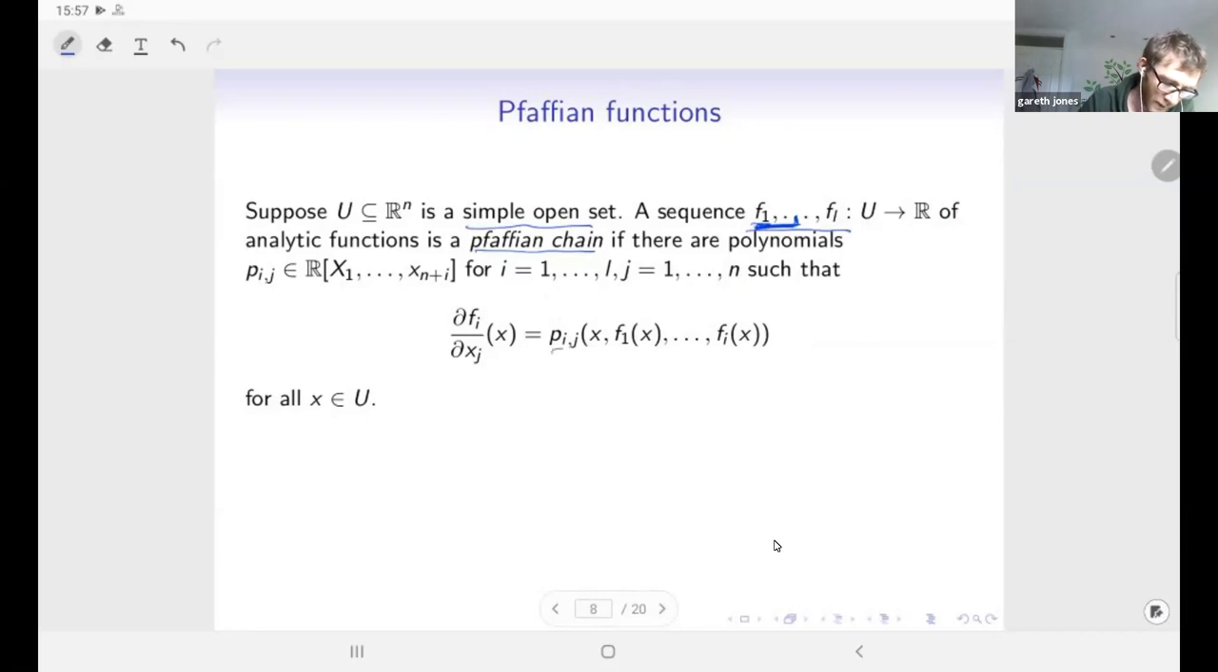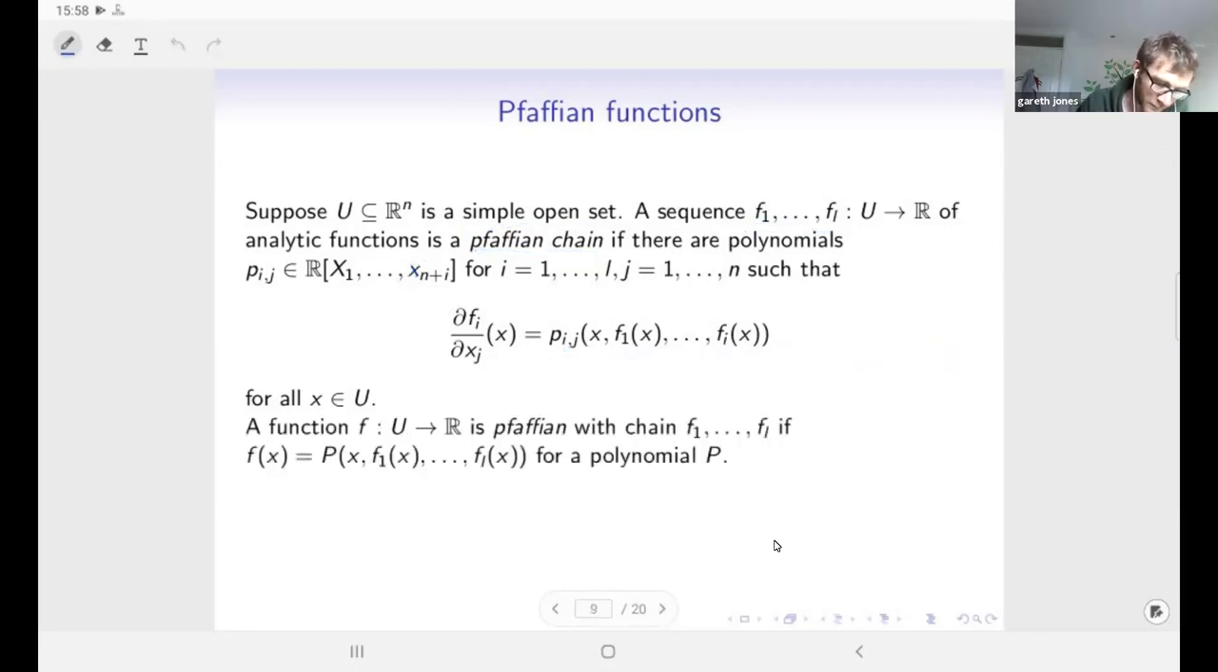So here you see that the i here goes from one up to the length of the chain, should be a big X. And in the polynomial equations here, I have F1 up to Fi. So the simplest example of a pfaffian function or a pfaffian chain is if I just take exp from R to R. And pfaffian functions played an important role in Wilkie's proof of the o-minimality of the exponential function. So that's a pfaffian chain. And then a function is pfaffian with this given chain, if I can write it as a polynomial in the variables and the functions in the chain.